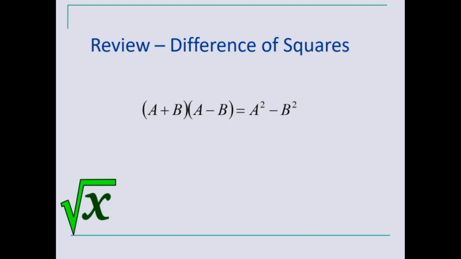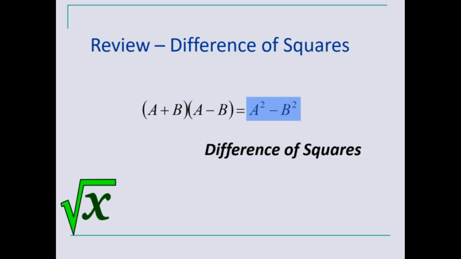When you multiply binomials that are the sum and difference of the same two terms, the product is the square of the first term minus the square of the second term. We call this the difference of squares because the product is just that, a difference of squares. Factoring the difference of two squares reverses the process to generate two binomials that are the sum and difference of the same two terms. Let's take a look.